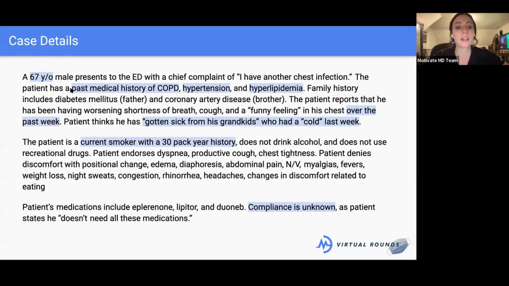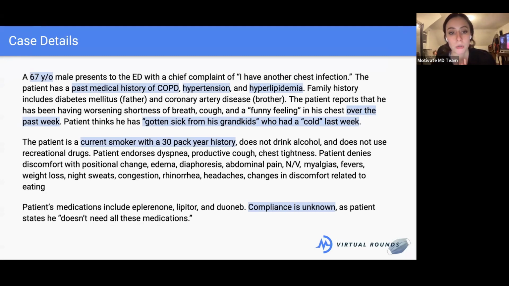So I've kind of highlighted some important things that we want to keep in mind here. So number one, the age of the patient. When you are looking at certain diseases, especially when it comes to respiratory things, a good way to start to get differentials in mind is using age of somebody, right? So this guy is older. He's in his 60s, his late 60s.